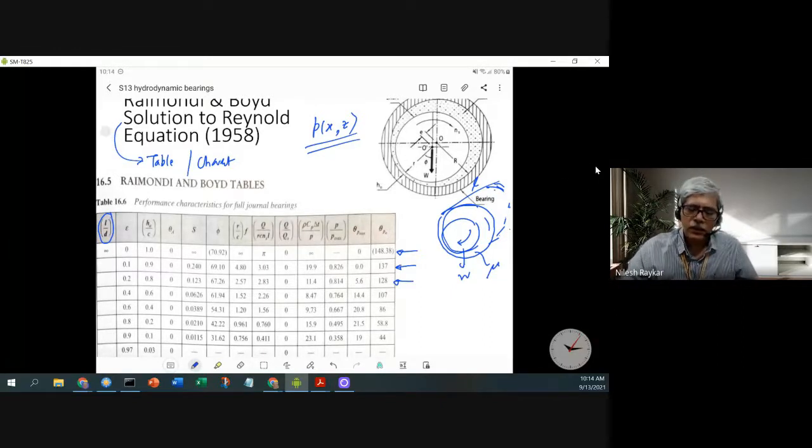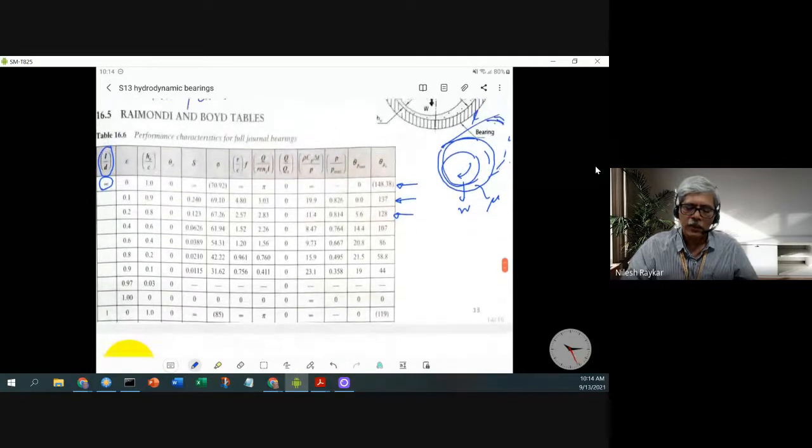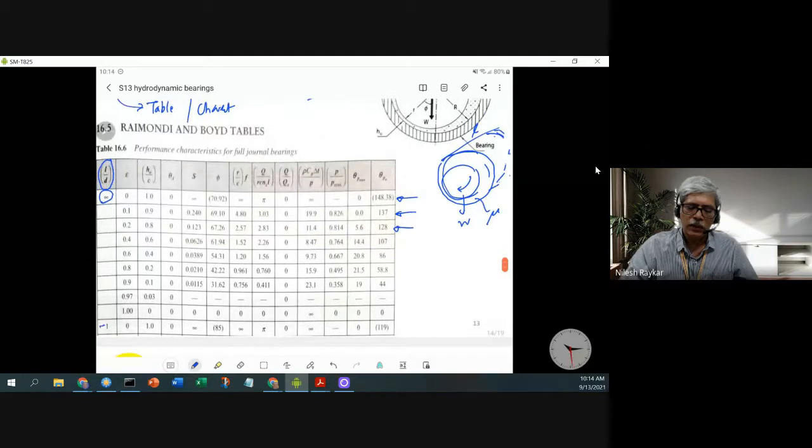So the first solution is given for a length to diameter ratio of infinity. That is an infinitely long bearing, which is the assumption made in the Reynolds equation. And then you have more series of solutions corresponding to L by D equal to 1, L by D equal to 0.8, and so on. So for different L by D ratios, the solution is available. The solution is available in terms of some non-dimensional parameters, which we'll see one by one in the next discussion.